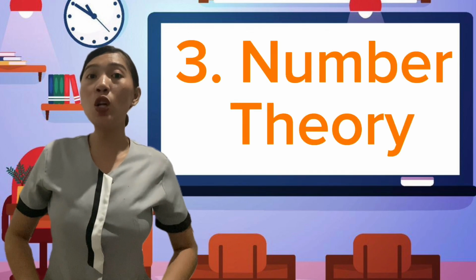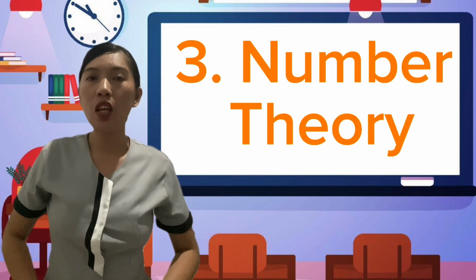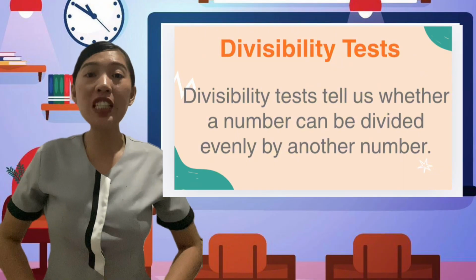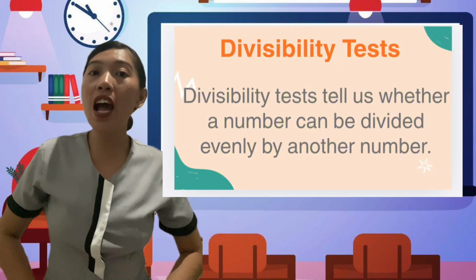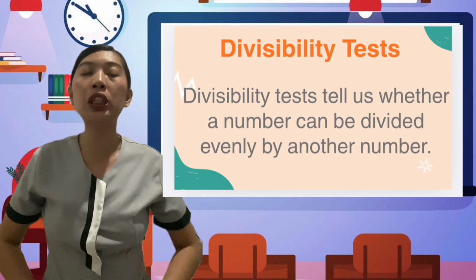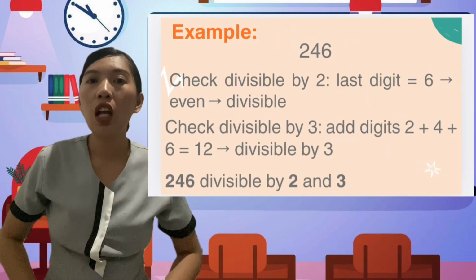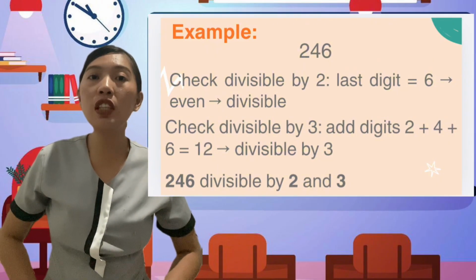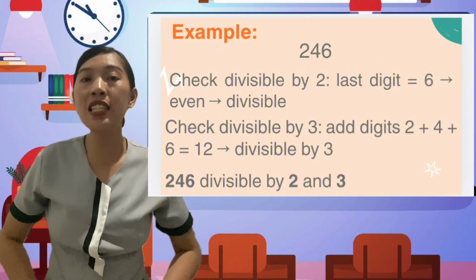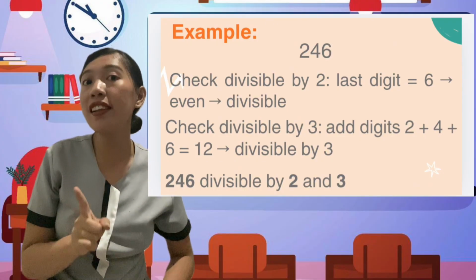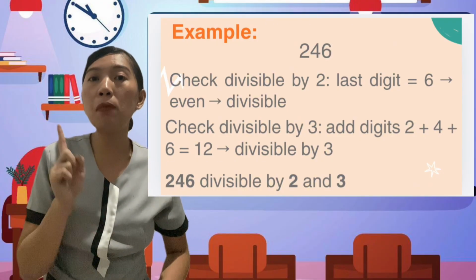Now let us move on to number theory. So we have the divisibility test. A divisibility test tells us whether a number can be divided evenly by another number. Example, 246. Check divisible by 2. Last digit, 6, even, divisible. Right? Check divisibility by 3.